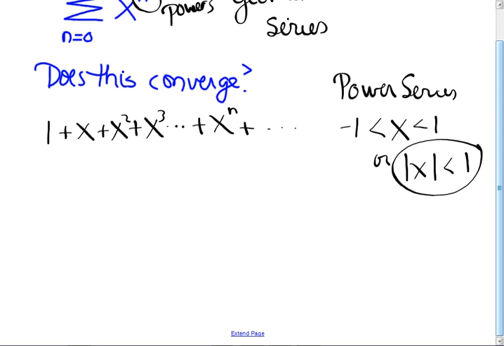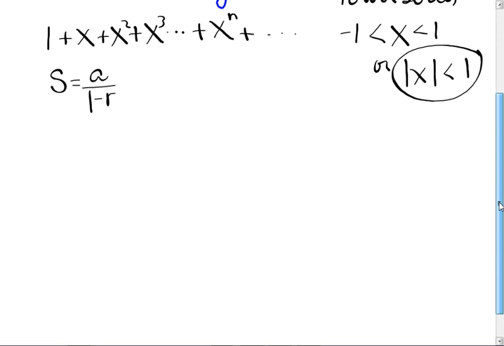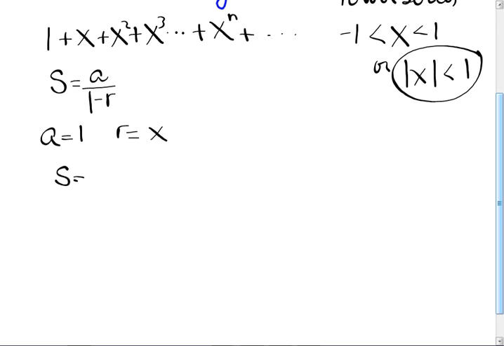We can find the sum of the series. This is one you have to memorize. It's geometric, so it's a over 1 minus r. What's a? Sorry. A is 1. I like to write that out. I mean, that's just for me. What's r equal to? X. So s is equal to 1 over 1 minus x.